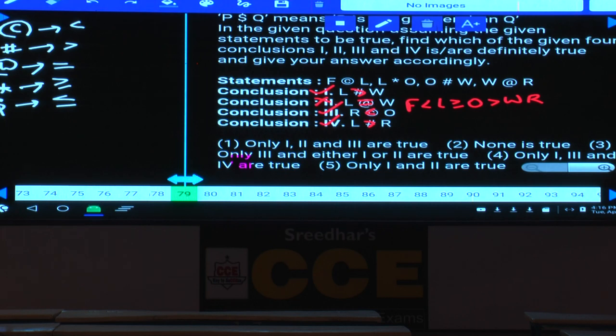1, 3 and 4. Choice 4 is the answer. Question number 79, it is choice 4, 1, 3 and 4.